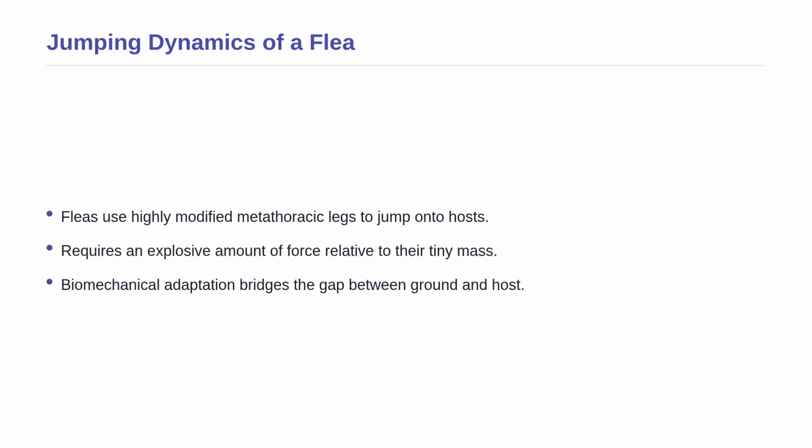While running is effective for cockroaches, other vectors rely on entirely different mechanics. Let us consider the flea, a biological vector responsible for transmitting the plague. Instead of running, the flea uses its highly modified metathoracic legs to execute massive jumps onto passing hosts. Because the flea has such a tiny body mass, achieving this jump requires an explosive amount of force generated in a fraction of a second. This incredible biomechanical adaptation in the insect's thorax is exactly what allows it to successfully bridge the gap between the ground and a mammalian host.